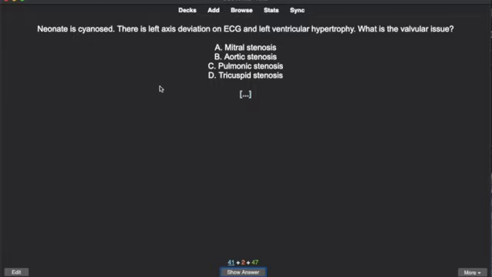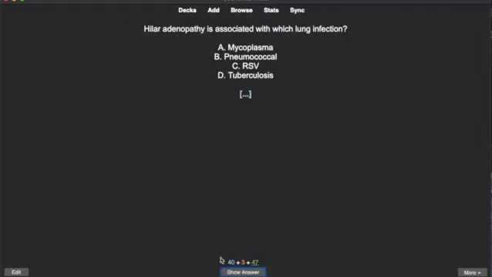Neonate is cyanosed. There's left axial deviation on ECG. Left axial or left ventricular. Aortic stenosis. Damn it. That might be wrong. I don't know. I hate cardiac questions. Hilar adenopathy is associated with which lung infection? Oh, tuberculosis. Yes.